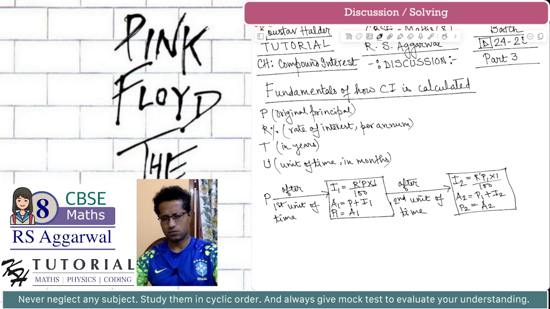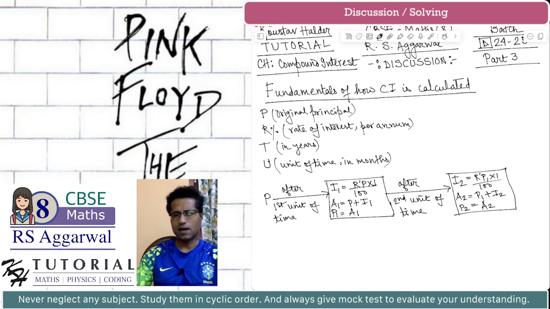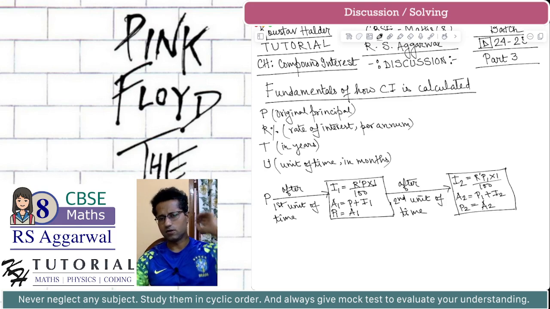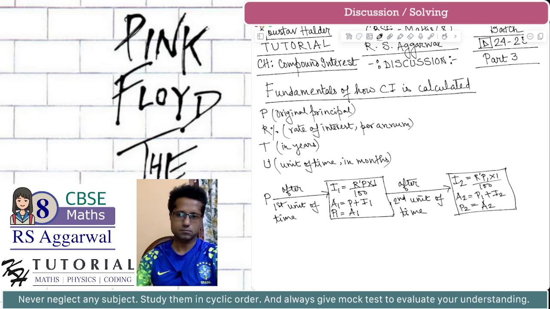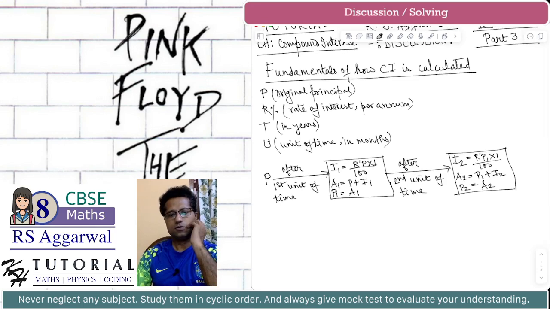Now this process will keep on. We have to keep on calculating the interest until we come to the end of the period. That is, once we are at the end of T years, the calculation of interest will stop. So this is the basic calculation.